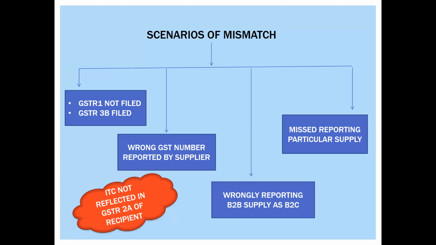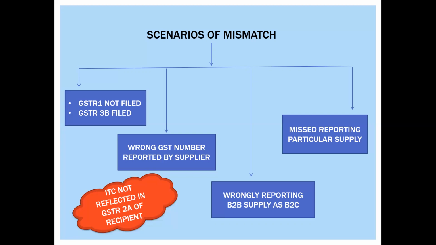Now, moving on to the third scenario, the supplier has wrongly reported the supply as B2C instead of B2B. Due to this, what will happen? ITC is not reflected in GSTR2A of the registered person. The last, or fourth, scenario deals with the supplier giving a wrong GST number, that is the GSTIN of the recipient, while filing form GSTR1. In all these 4 situations, ITC will not be reflected in GSTR2A of the recipient.